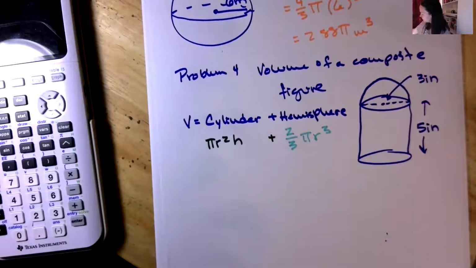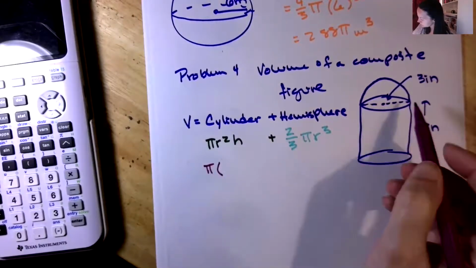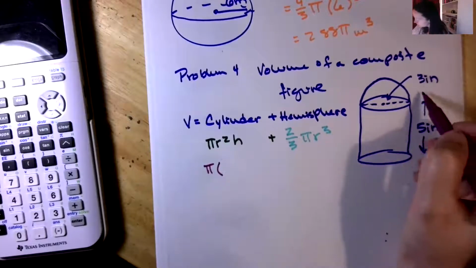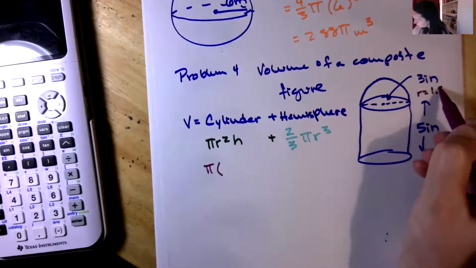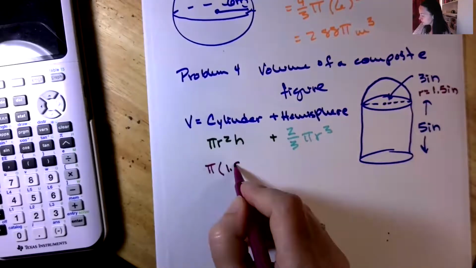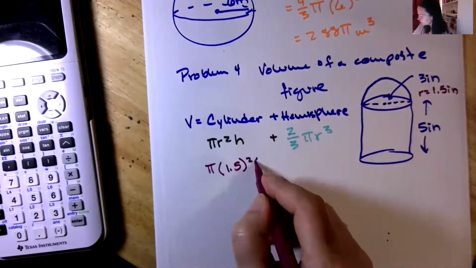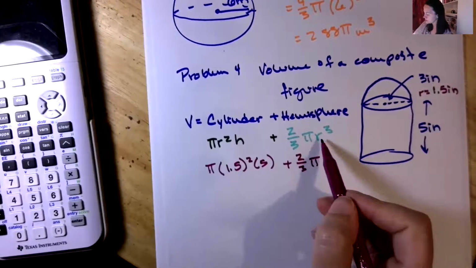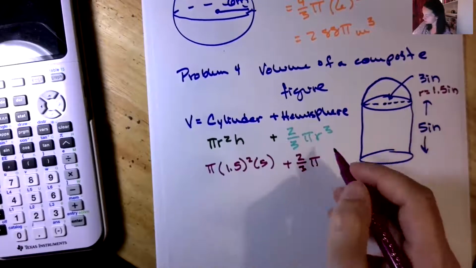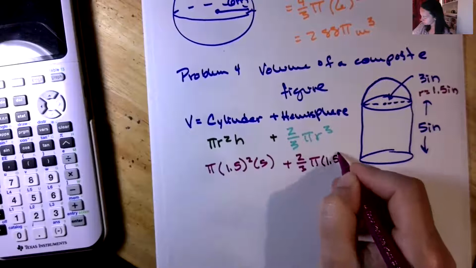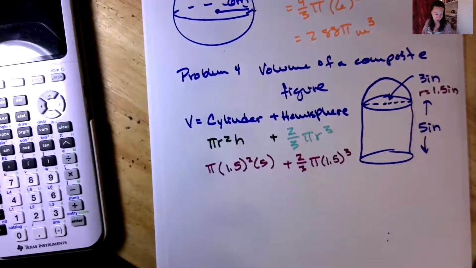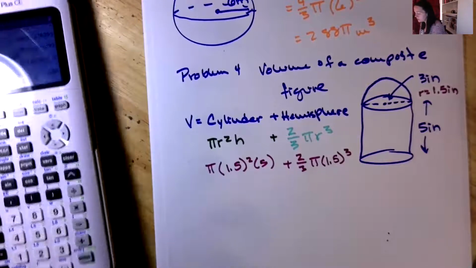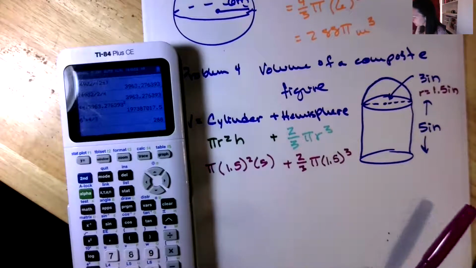Okay, so plugging in, I have pi times my diameter was 3, so my radius is going to be 1.5. 1.5 squared, my height is 5, plus 2/3 pi. In this case, my radius for the hemisphere is the same as the radius for my cylinder. So pi 1.5 cubed. This does not ask for it in terms of pi, but let's find our answer in terms of pi first, and then we'll multiply pi out.